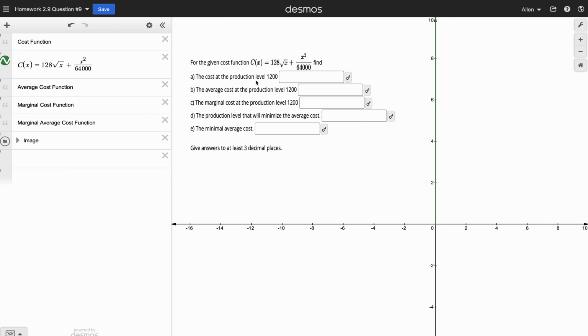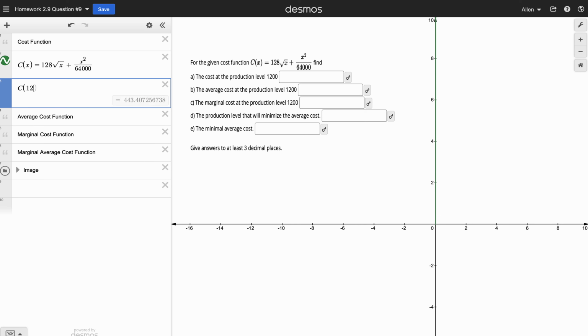All right, so the first thing that we're asked to do is find the cost at the production level of 1,200. All that means is we need to plug 1,200 into this function. We've already got it typed out, so if I hit enter and make a new line, I can just put 1,200 in, and I find out that my cost is $4,456.55. So that's what I'd put into this first blank, $4,456.55.